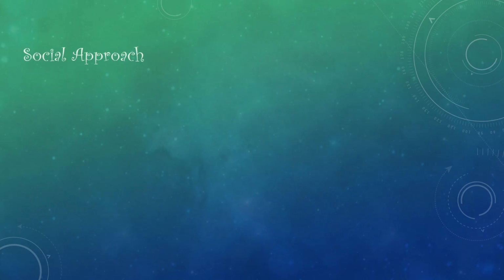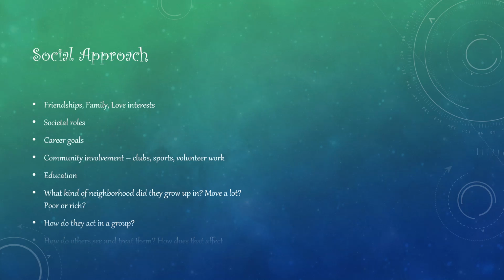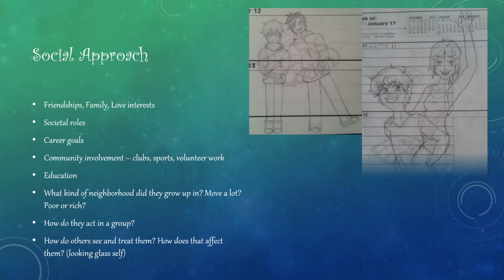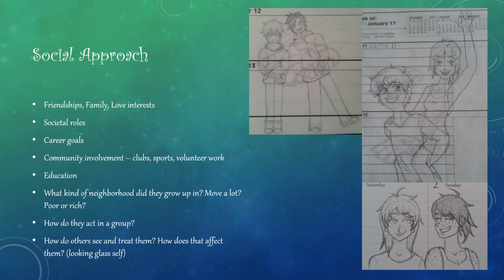On a related note, you have the social aspect. Friendships, family, and love interests are big. That's a lot of fun stuff to play with. Relationships within the family can especially affect your character. It's a person's first social connection. Next, you can develop what societal roles they have, which relates to career goals and community involvement.